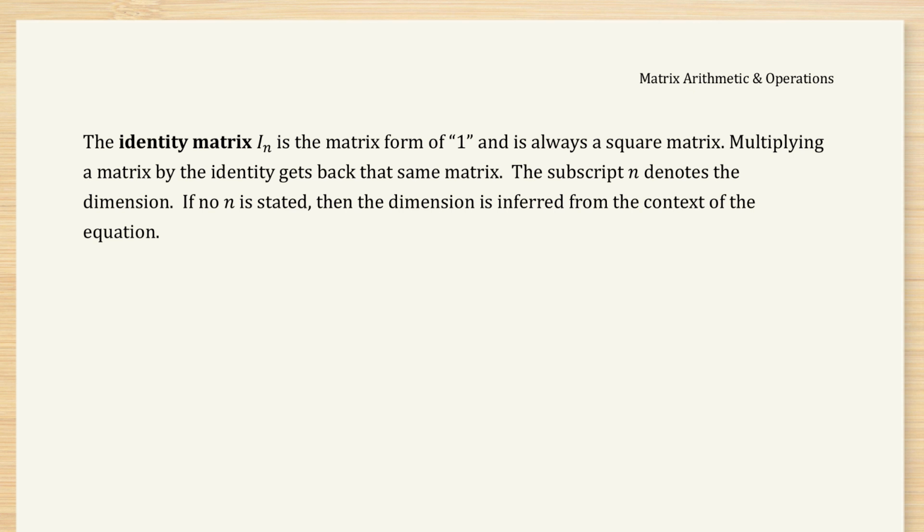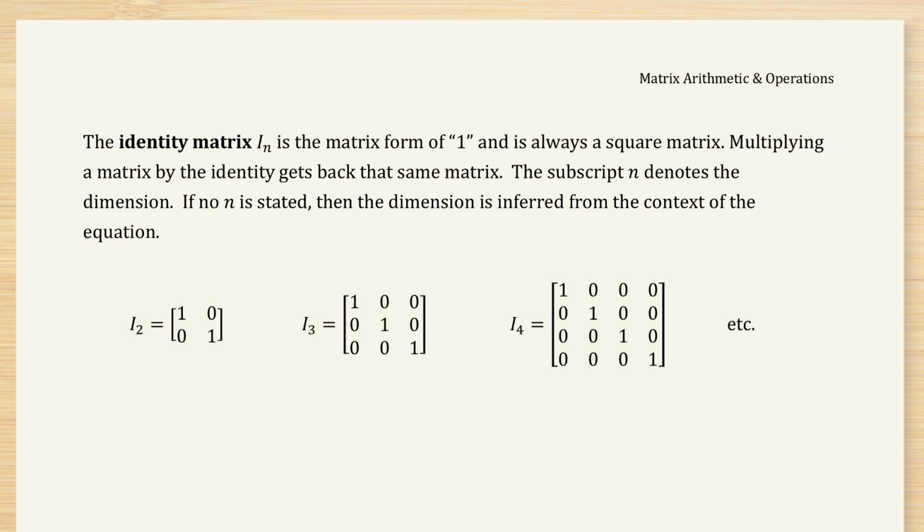The identity matrix is a matrix form of a 1. You know how if we multiply something by 1 we get back the original thing? This is the matrix form of that. The symbol for identity matrix is I, and sometimes there's a subscript n that tells you the dimension. For example, I2 looks like 1, 0, 0, 1, it's a 2 by 2 identity. I3 is a 3 by 3 identity, I4 is a 4 by 4 identity, and so on.